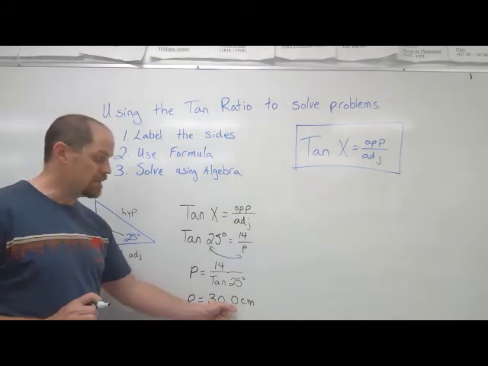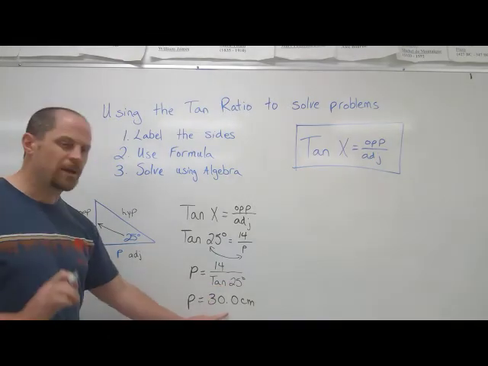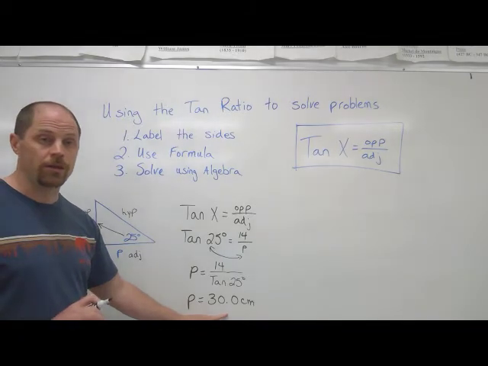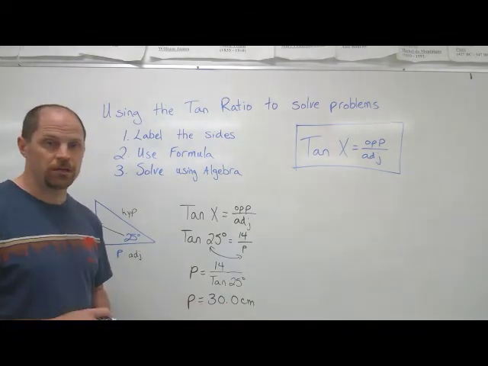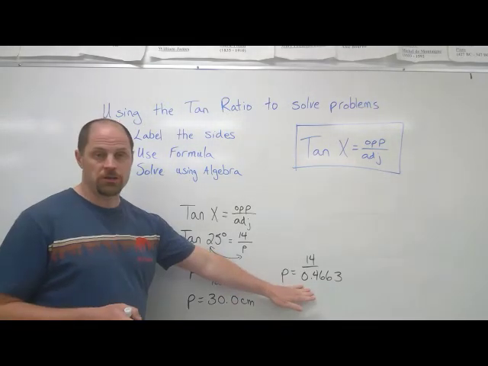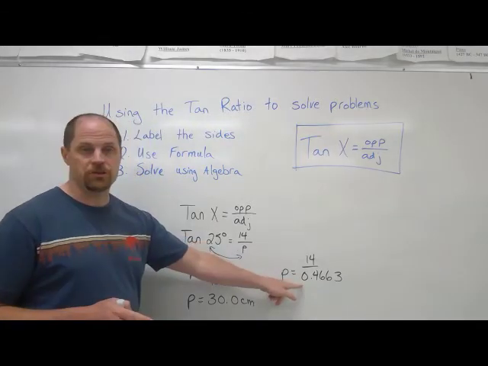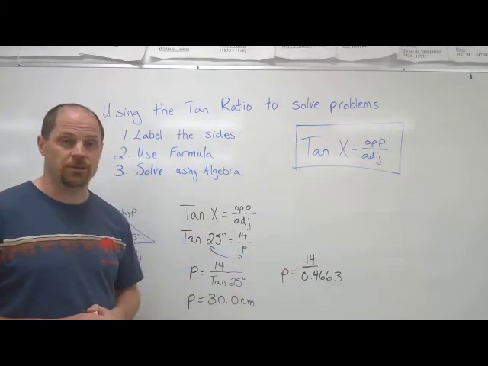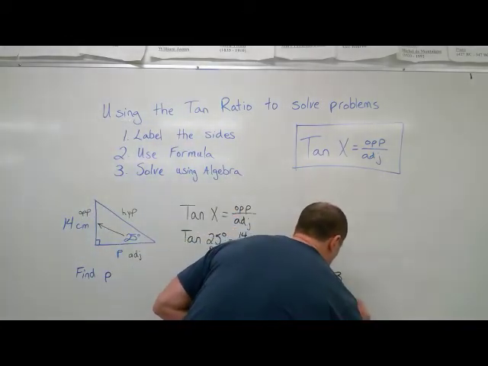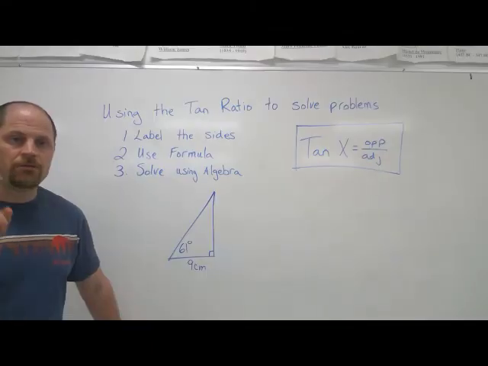Keep one decimal place. If you calculated this with a single-line calculator, you might get something a little bit higher or a little bit lower, 29.9 or 30.1, but make sure you have one decimal in your answer. And if you have a one-line calculator, this is what I want you to do. Calculate the bottom first. Once you've got that, then do the division. 14 divided by 0.4663. You should get the same answer as a 2-line calculator.